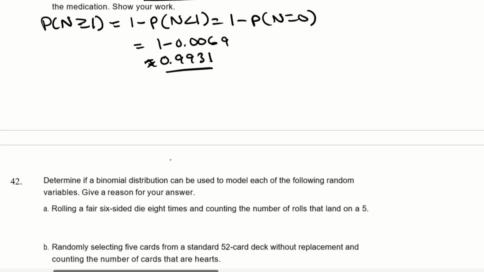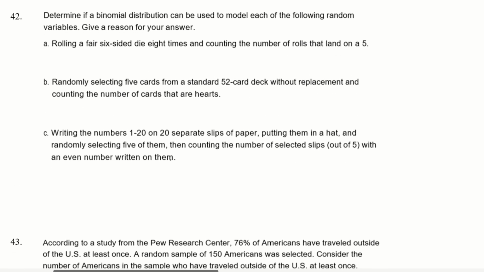Okay, so 42. Determine if a binomial distribution can be used to model each of the following random variables and give a reason for your answer. Rolling a fair six-sided die 8 times, counting the number of rolls that land on a 5. That means the probability of success is 1/6. It's independent, because it's a fair six-sided die, so it's going to be independent every time. And then the number of trials is the same, 8. N is equal to 8. So yes.